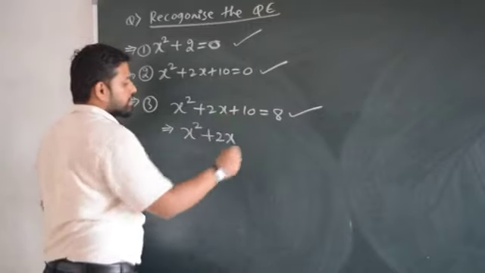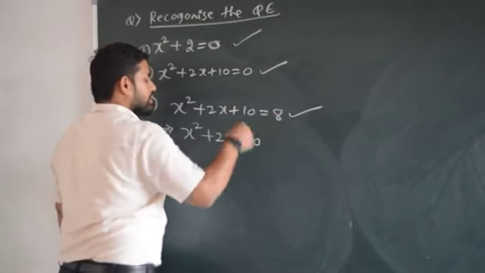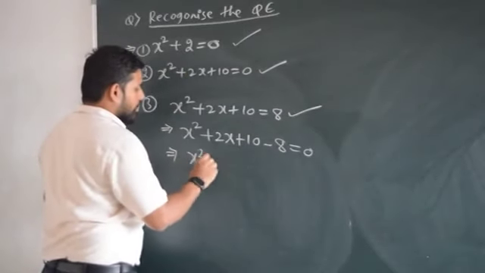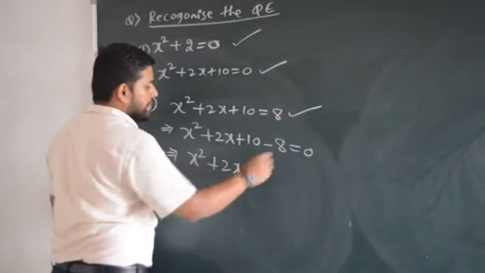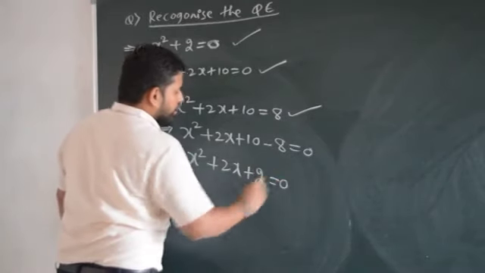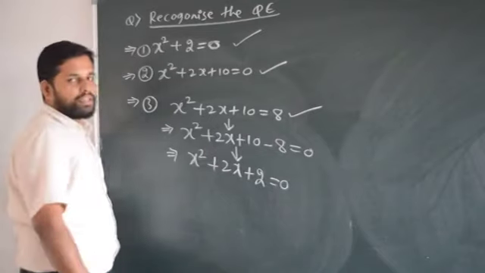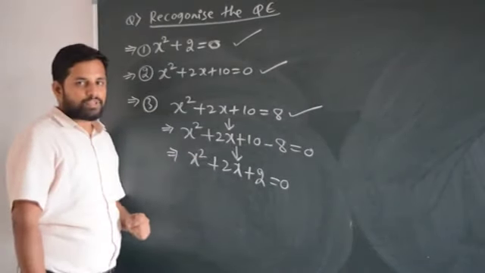That is like x square plus 2x, then plus 10. You can bring this 8 to this side, that is minus 8, that is equal to 0. Then I can write it as x square plus 2x, 10 minus 8 is 2, that is equal to 0. Now tell me, whatever three things I have written, are they same or different? They are same only. Yes or no?